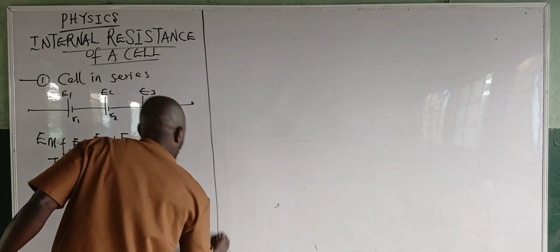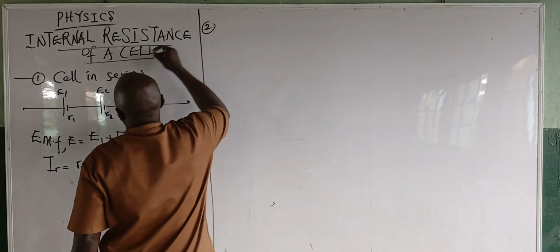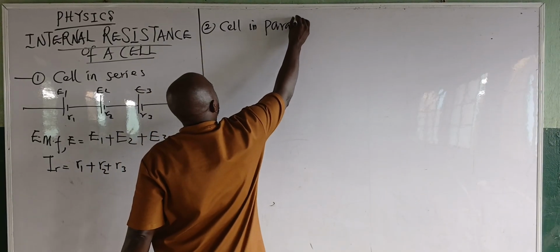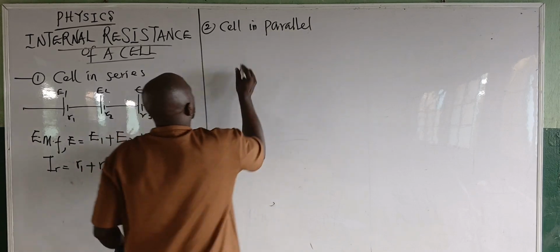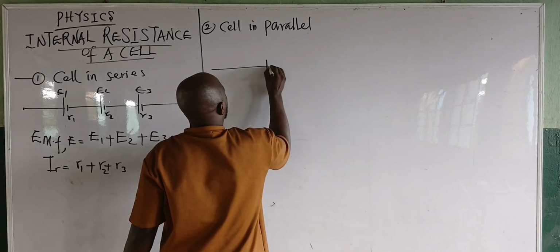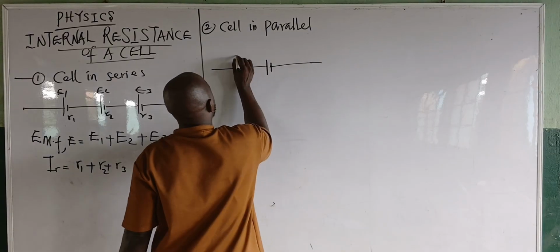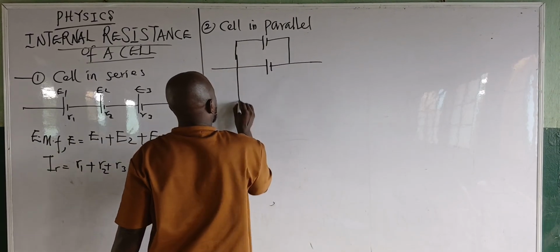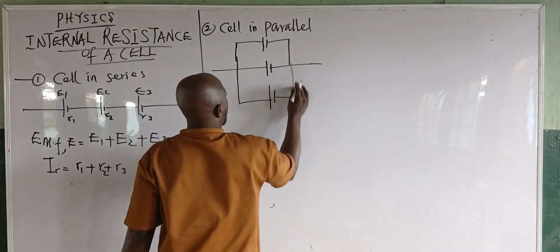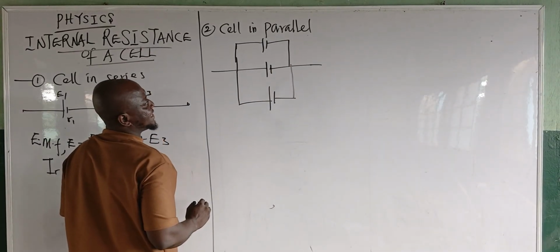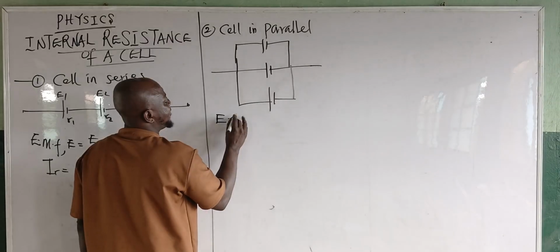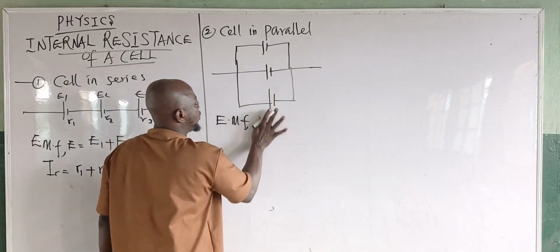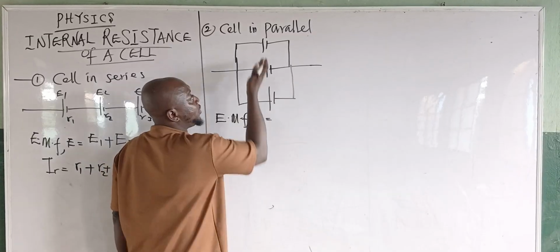So for cell number 2 now, cells arranged in parallel. How do we do that? Cells arranged in parallel. We know that here we have this and we have this here. So this going up here to give me this. This is how the arrangement is. So how do we find our EMF here? EMF, I told you that is our E here. So how do we find this one here?